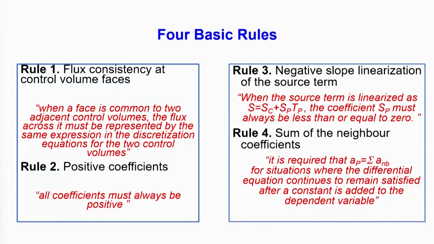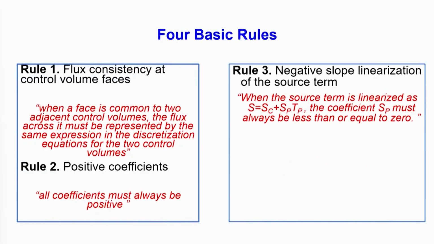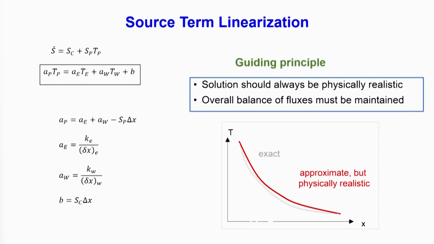Rule 2, all coefficients of the discretization equation must be positive. The more fundamental way of telling is that all the coefficients should be of the same sign, be positive or negative. If you now look into that, I will go back and forth. See the coefficients AP, AE, AW. AE is positive because it is thermal conductivity by some physical length, AW positive. So you will want AP to be also positive.